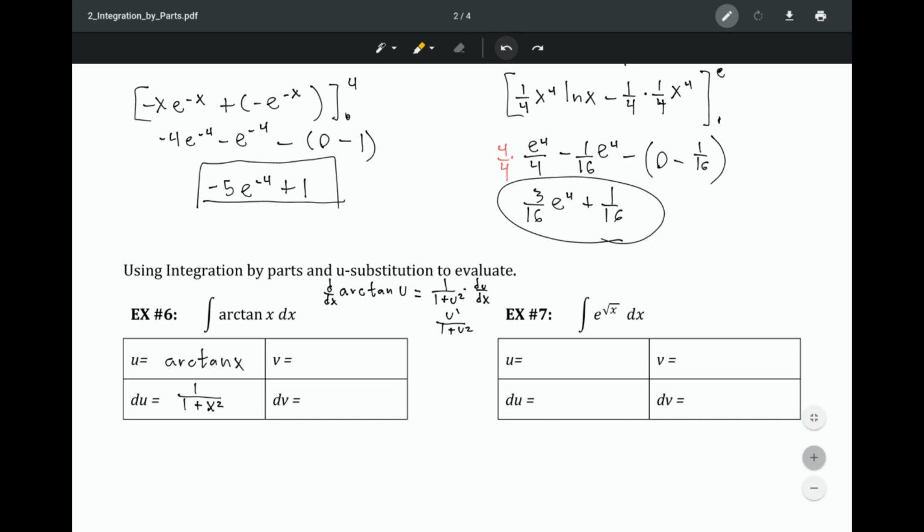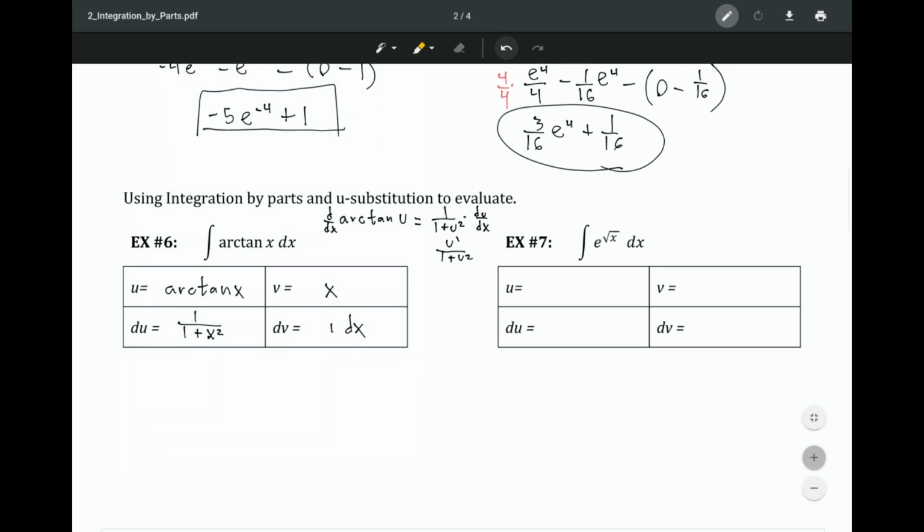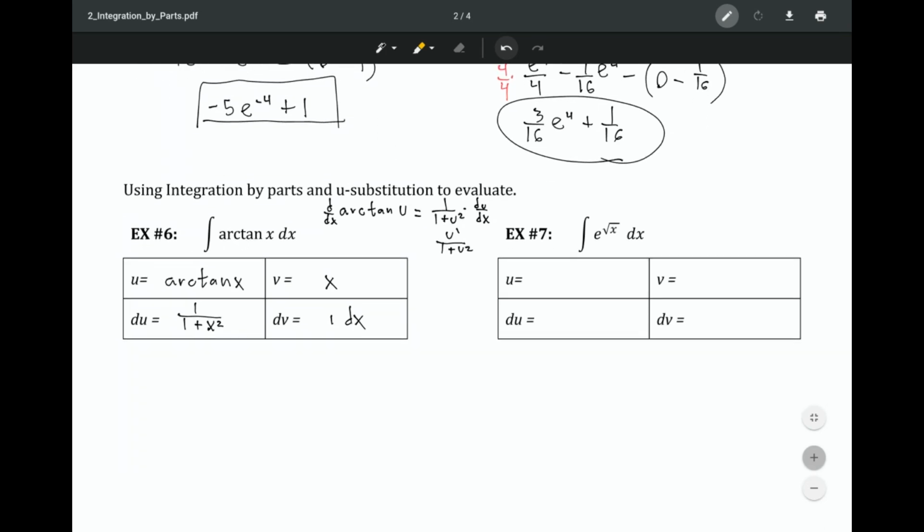All right, so now again, if you don't have anything left over, we can just call this 1 dx, if you will, and we're going to integrate that. We're going to end up with x. Now, I'm going to write the formula again, remember, as u times v, so it's x times the arctangent of x minus the integral of those two, which is going to be x over 1 plus x squared dx.